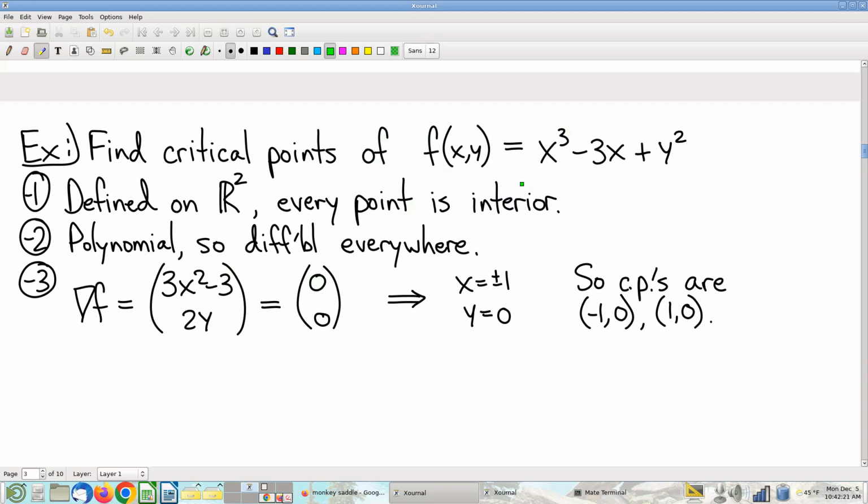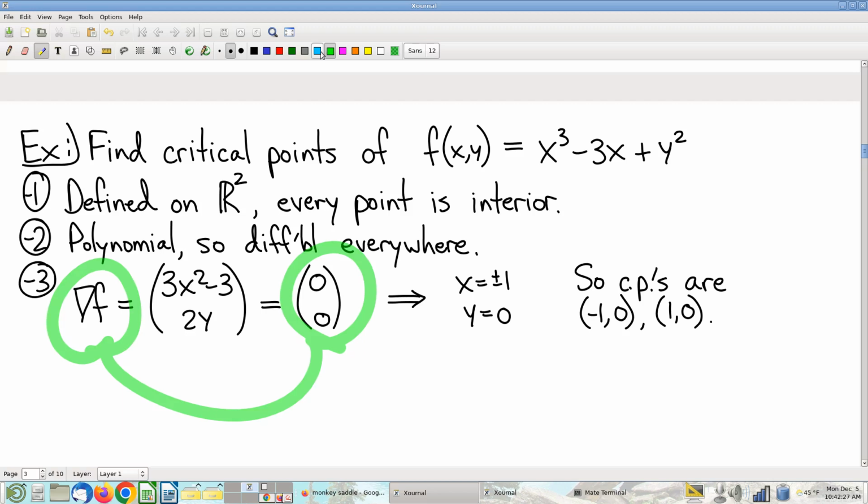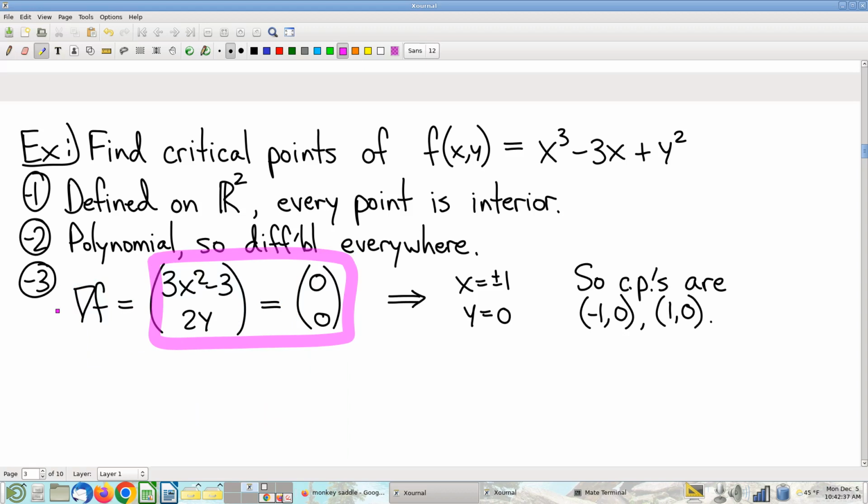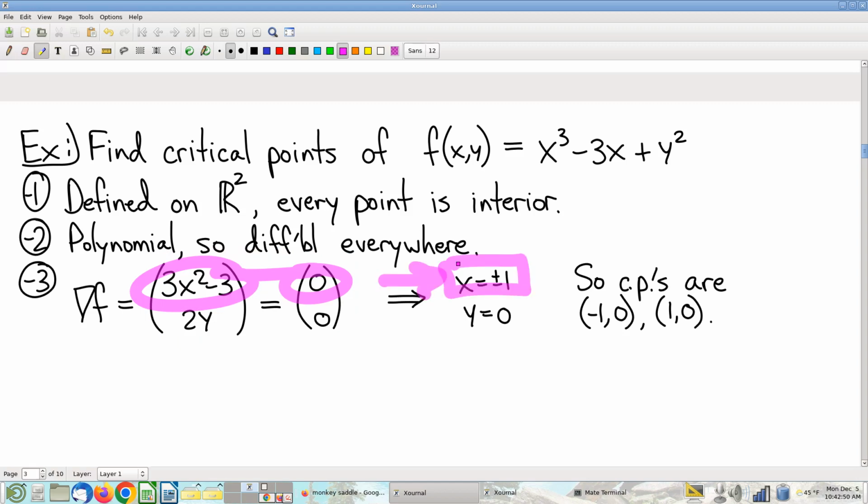Okay. All right, and then we have to check the third condition, and that is, I need to know where the gradient is equal to 0. Well, I'm going to compute the gradient. There it is. And now we check to see that gradient we computed, is it actually equal to the 0 vector anywhere? And, of course, notice for this to happen, this equaling 0 would require that x be plus or minus 1.